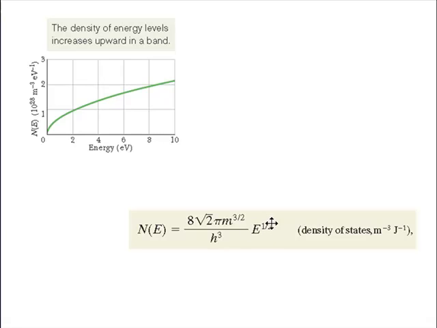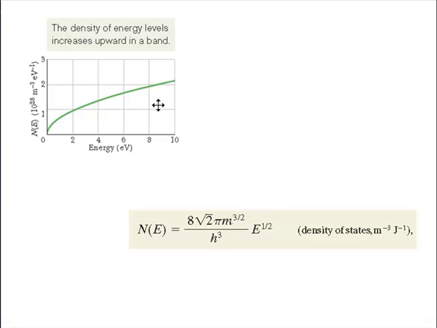This E to the 1/2 is actually really important for some interesting things that happen, such as Bose-Einstein condensates and superconductivity. And it only happens in 3 dimensions. In 1 or 2 dimensions, it's not there. In 2 dimensions, it's a constant density of states. In 1 dimension, it's actually an E to the negative 1/2. States become less and less common at higher energies. So this is how many states are available to us.